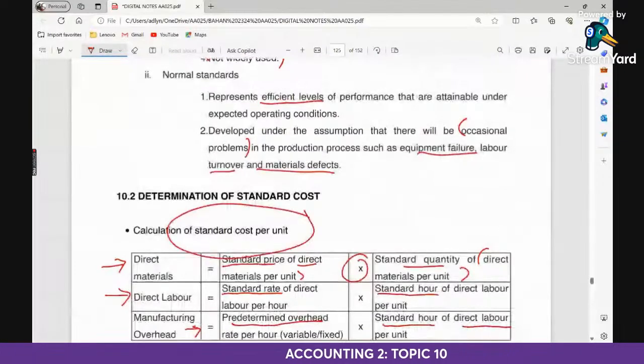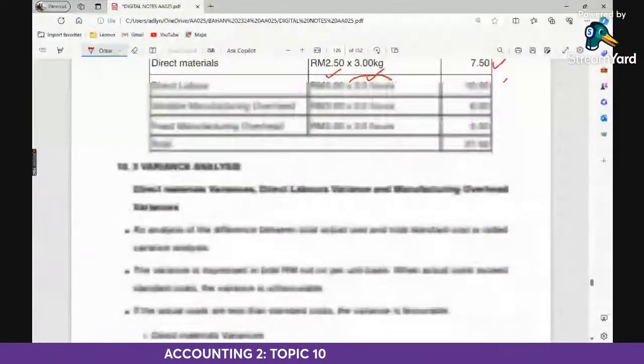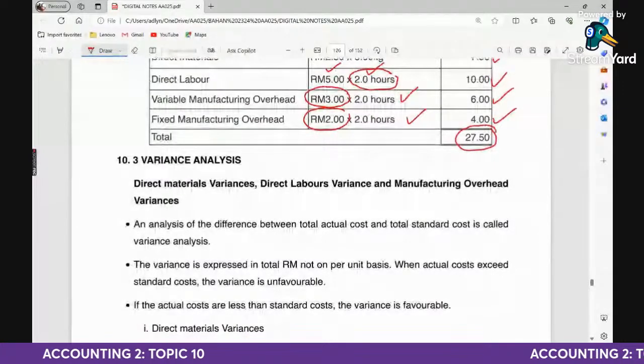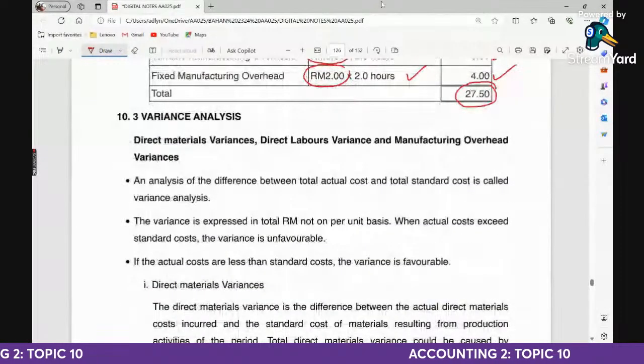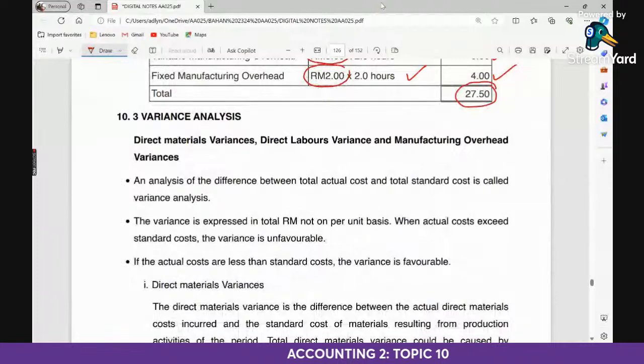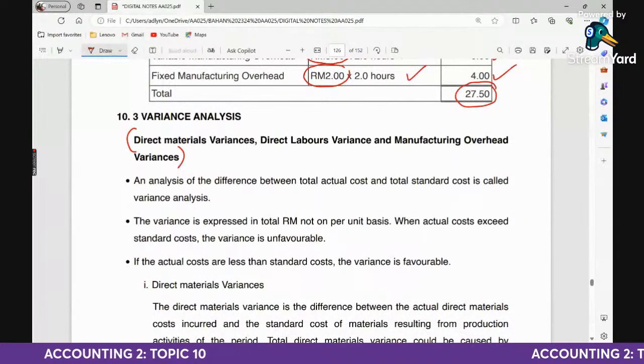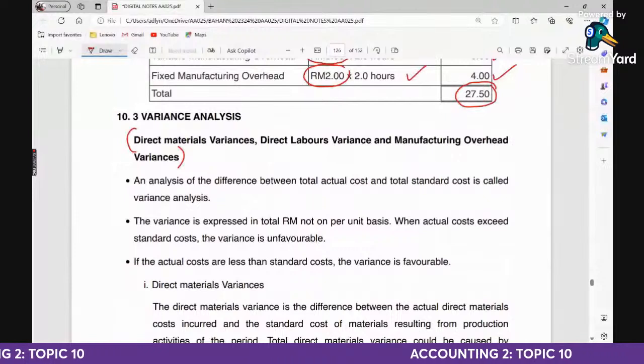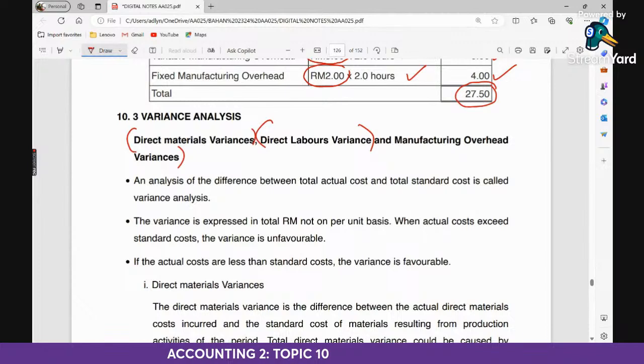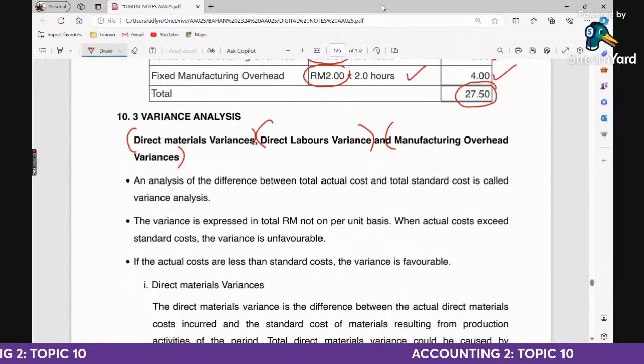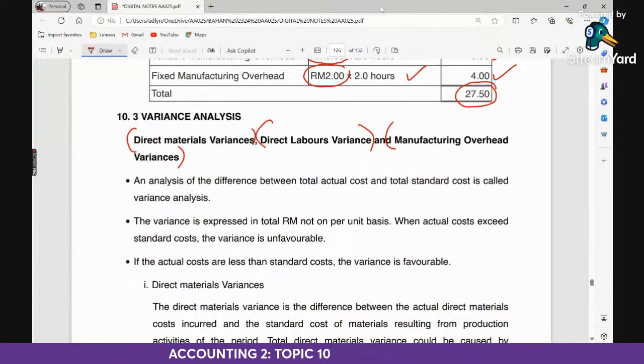Okay, alright, now we are moving on to the variance analysis. Okay, direct material variance, direct labor variance and manufacturing overhead variance. So you ada 4 actually jenis variance yang kita akan tahulah. Okay, so satu ialah direct materials. Okay, yang kedua ialah direct labor, and like I mentioned earlier, untuk manufacturing overhead we are going to calculate it separately. That means you have variable manufacturing overhead variance and fixed manufacturing overhead variance.